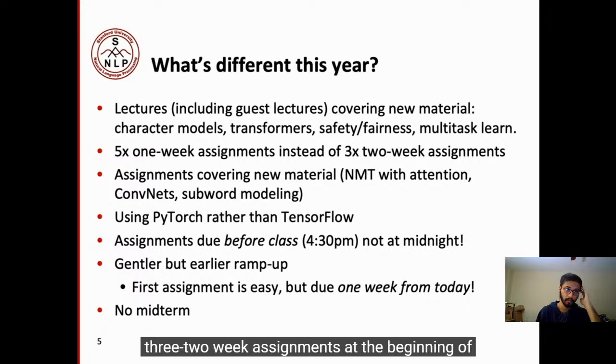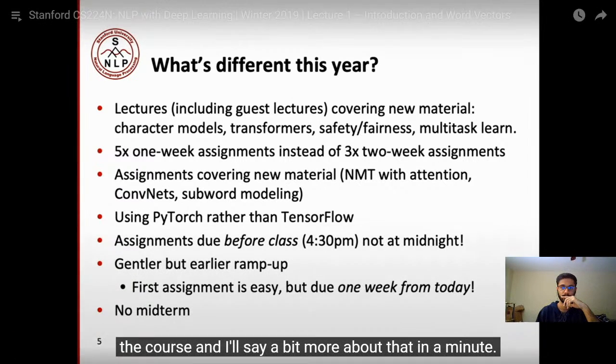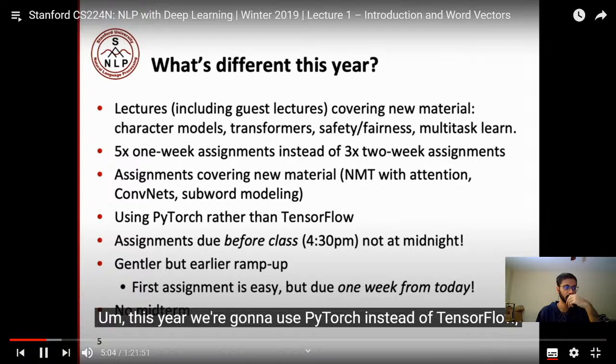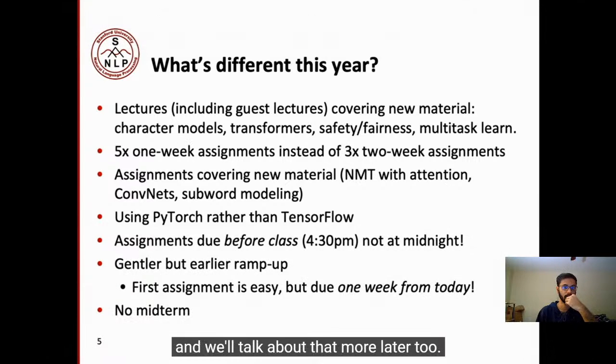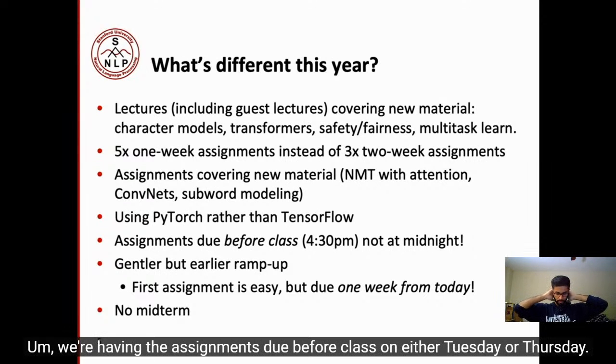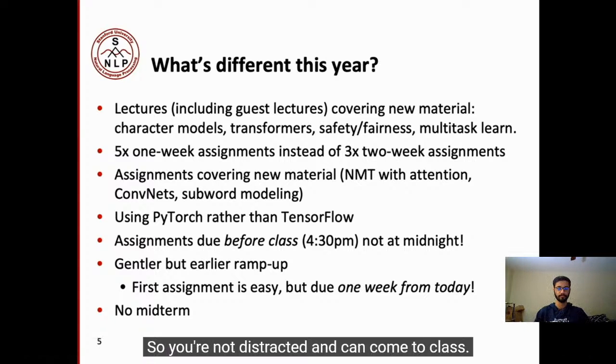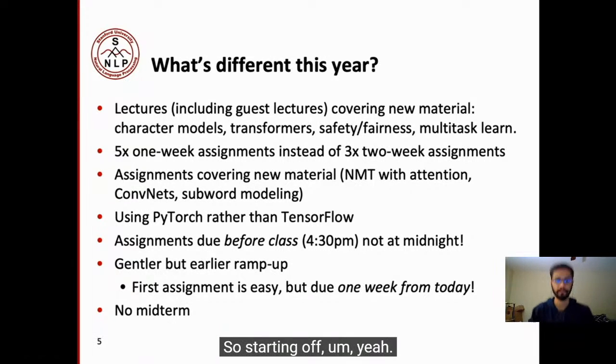A big change that we're making this year is we're having 5 one-week assignments instead of 3 two-week assignments at the beginning of the course. And I'll say a bit more about that in a minute. This year we're going to use PyTorch instead of TensorFlow, and we can talk about that more later too. We're having the assignments due before class on either Tuesday or Thursday, so you're not distracted and can come to class.